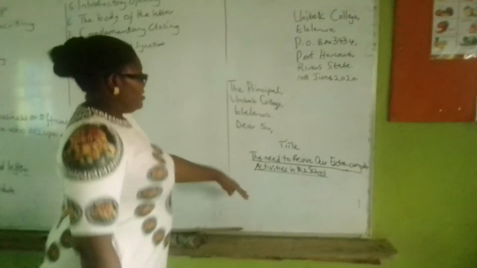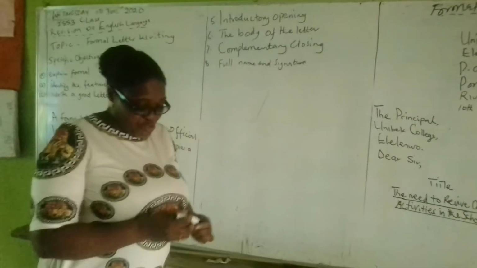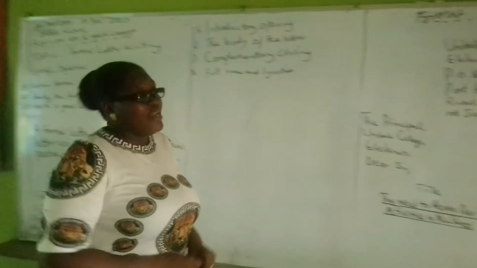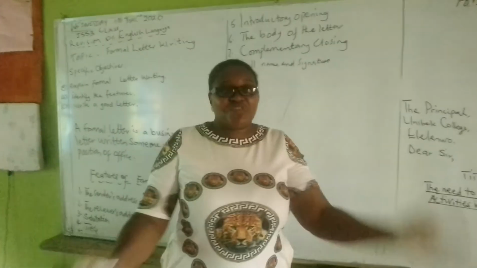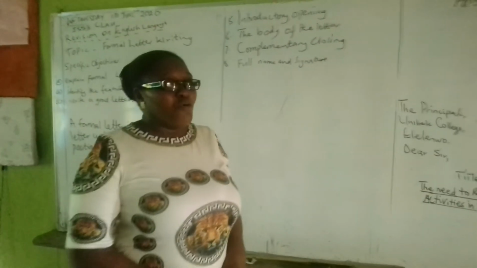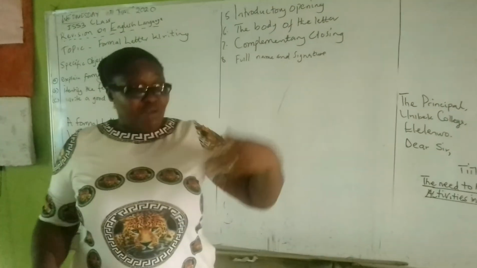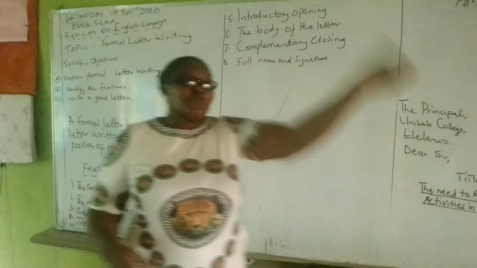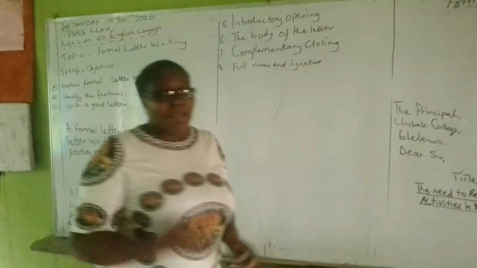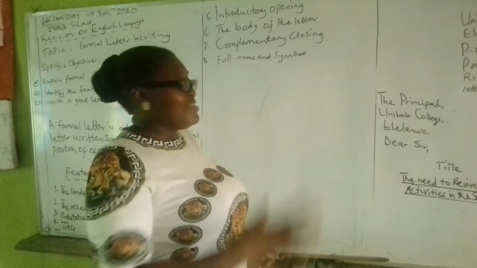After your title, then you go over to your introductory opening. How do you open your letter? How do you introduce your letter? You can introduce it in several ways, but one thing you should not do is to exchange pleasantries. Because it is assumed you don't know your principal. You only know your principal because of the fact that he's your principal. But you don't know him so close as to begin to exchange pleasantries. So what you do is to go straight to the aim of writing.